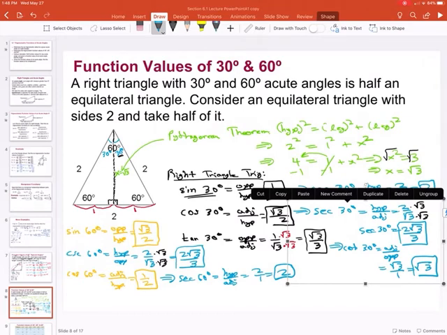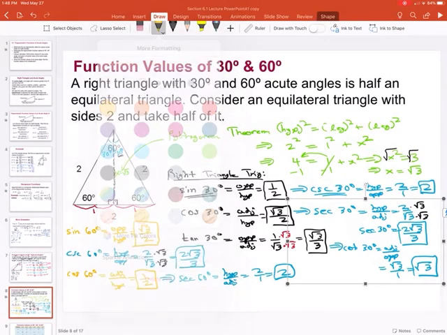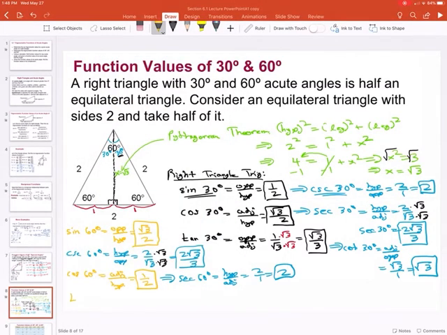And then to finish it, the only one we haven't done is tangent. So let's look at the tangent of 60, which is opposite over adjacent, which would be square root of 3 over 1, which is the square root of 3. And if you remember, that is what we had with the cotangent of 30. It's a cofunction with the complementary angle.